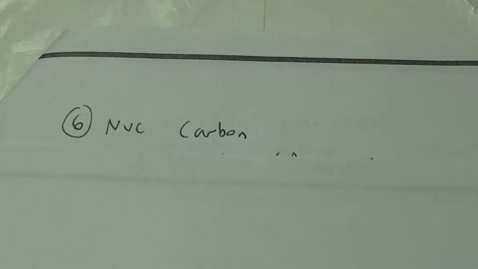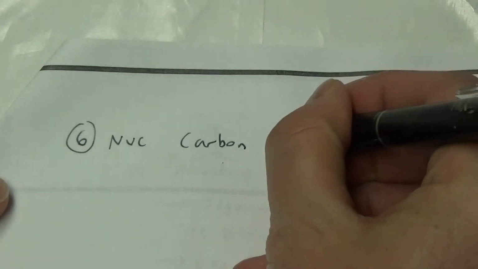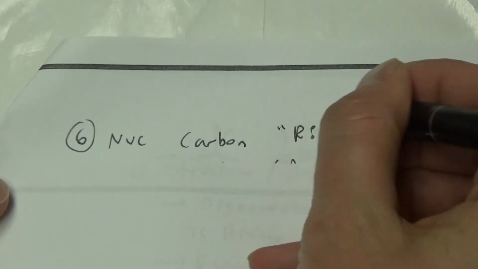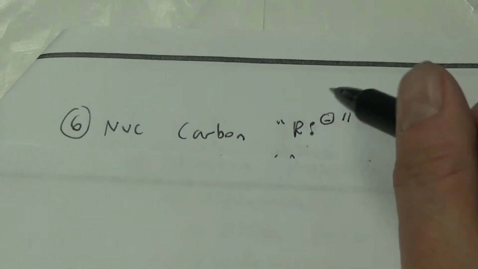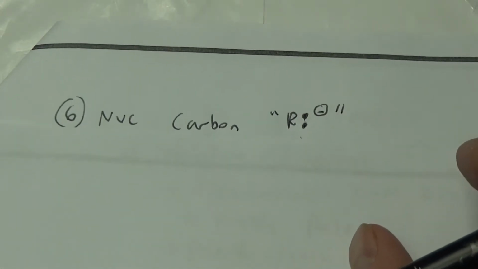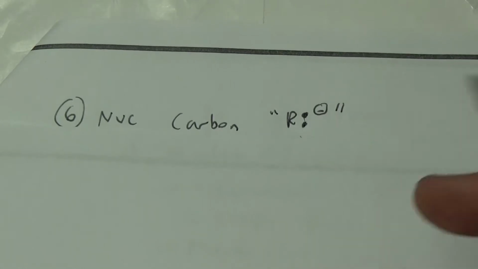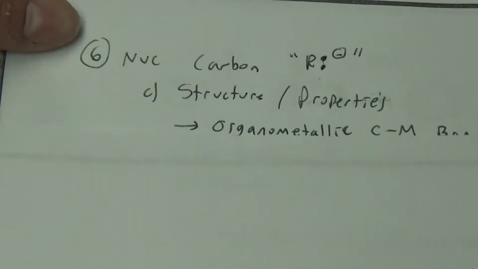Now we're on to this number 6 topic, nucleophilic carbon. If reducing agents are H dot dot minus, nucleophilic carbon is R dot dot minus. So it's some kind of carbon with a dot dot minus on it, and it can attack things like a ketone or an aldehyde for now. Those are the main things for now. There will be other things they attack later.